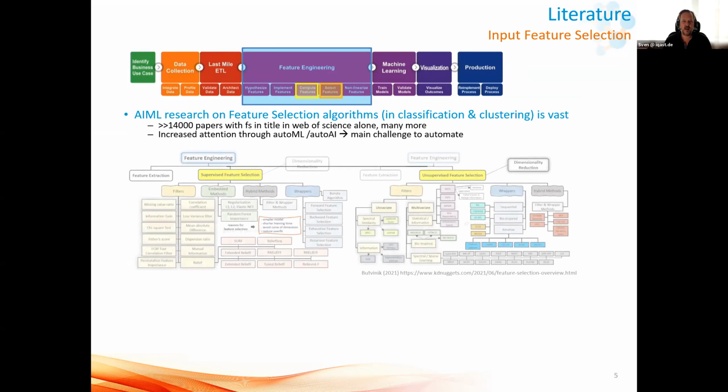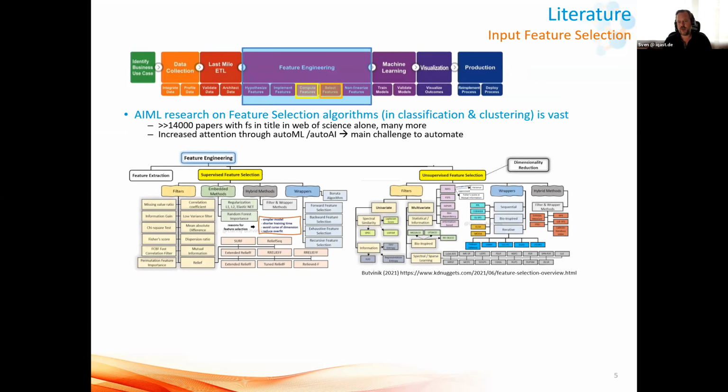So a really, really important but often underestimated aspect in machine learning, at least when it comes to methodologies, systematic methodologies. Right? If you do go to the Web of Science, you have over 14,000 papers with feature selection in the title, and as we all know, there's an increasing attention on AutoML to automate feature selection and feature creation. Just a brief landscape, right?